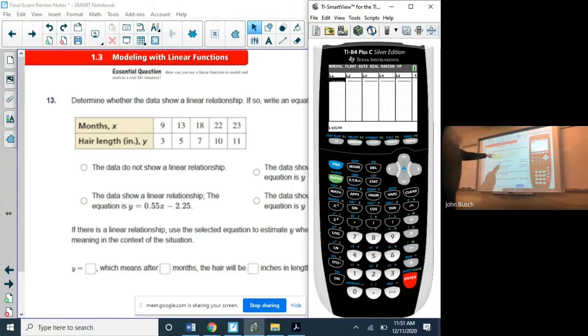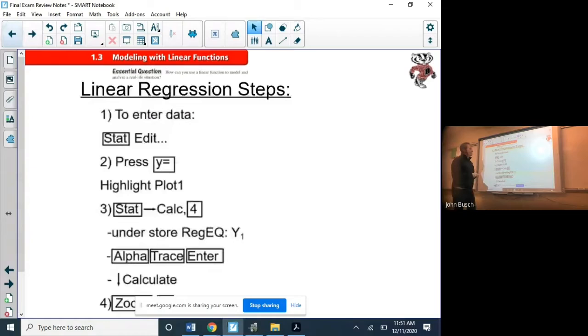Then you can put the X numbers, 9, 13, 18, 22, 23 in for the X values, and then the Y values in for the Y part: 3, 5, 7, 10, 11. Okay, so it looks like I have them in. Remember, this says go to Stat and then Edit.